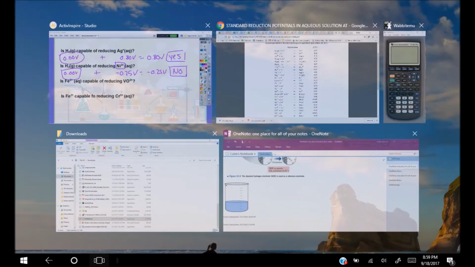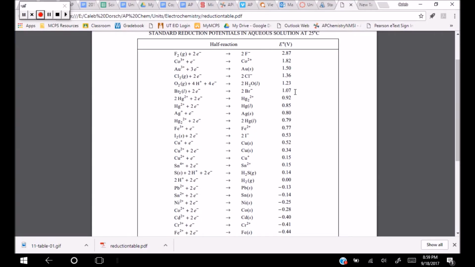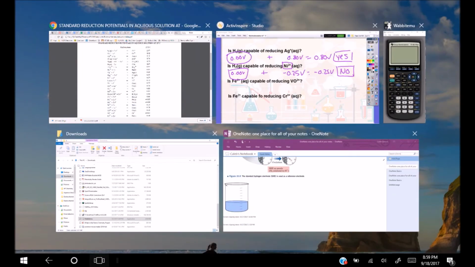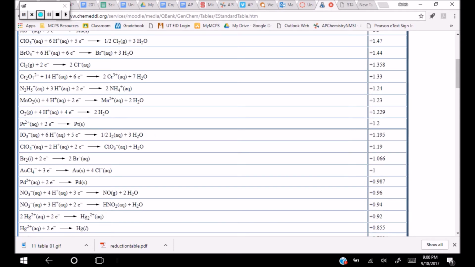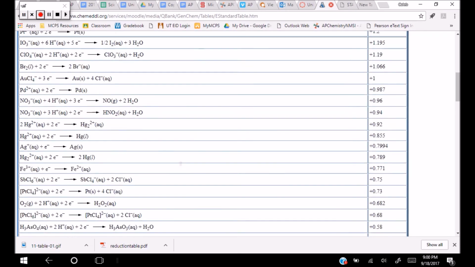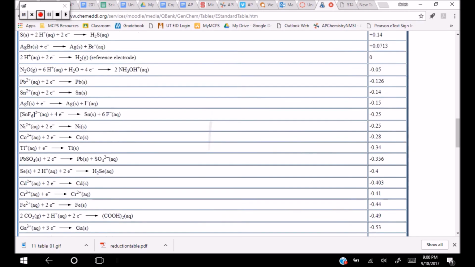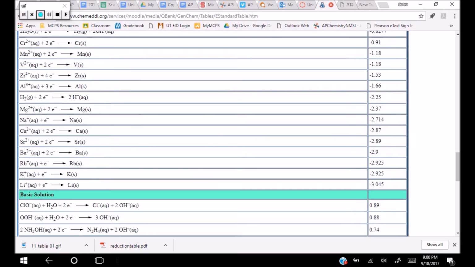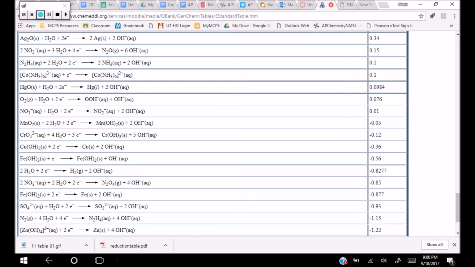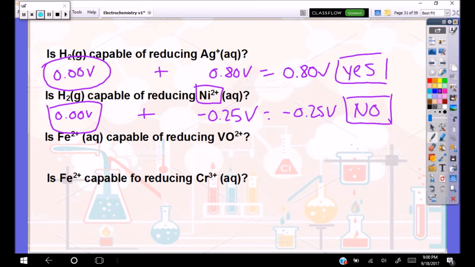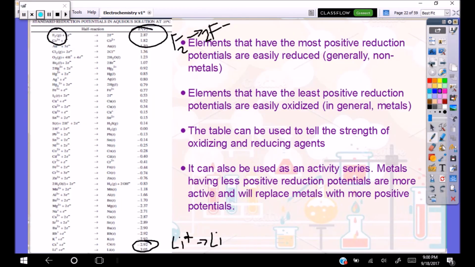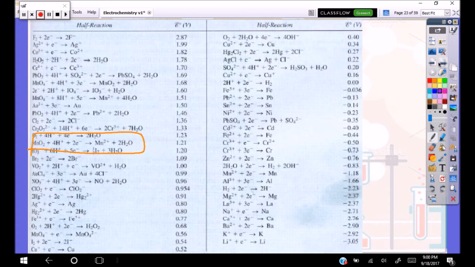All right, this next one is a little challenging because we have the Fe2+. We want to know if it can reduce the VO2+. Is that on this table here? I don't see it here. I think it was on the other one here. Aha, this one. VO2+, this one here.